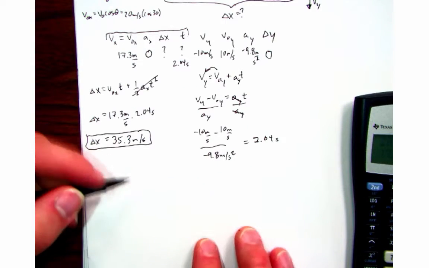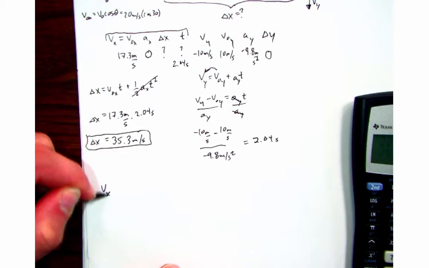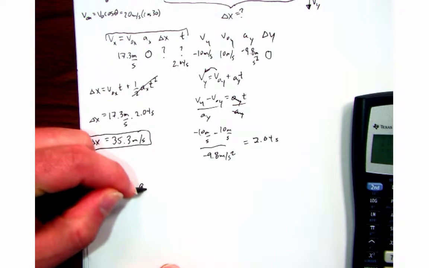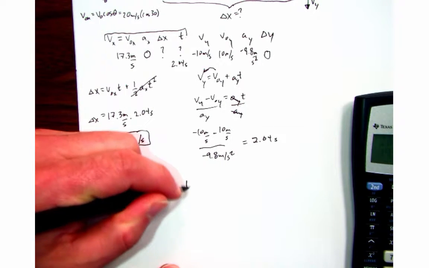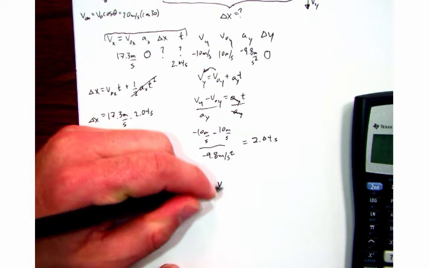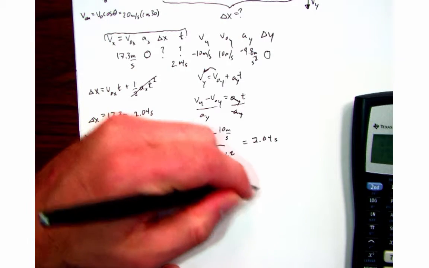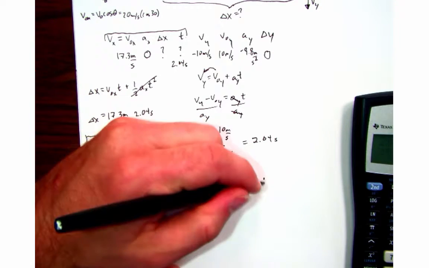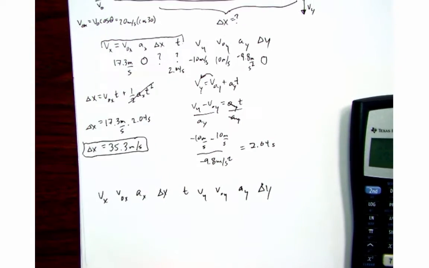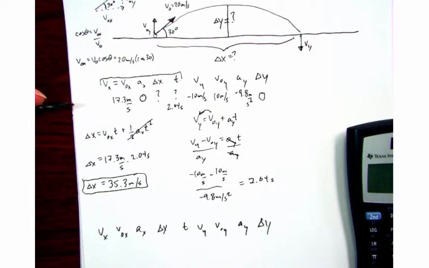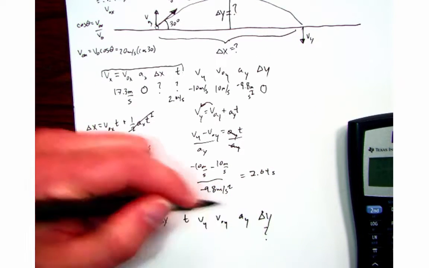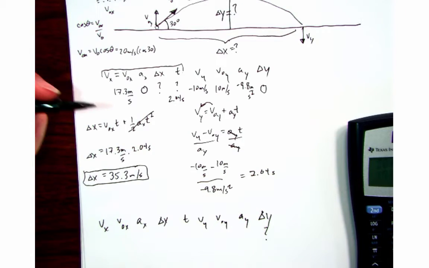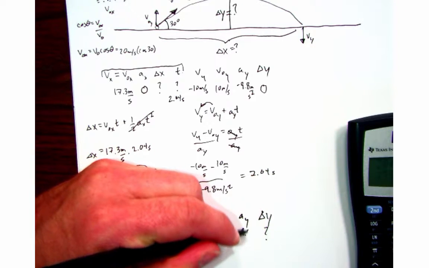I'm going to redo my variable table. So Vx, V naught x, Ax, delta x, t, Vy, V naught y, Ay, and delta y. Okay, delta y is what I'm looking for. How high does it go? Ay, again, is going to be negative 9.8 meters per second squared.